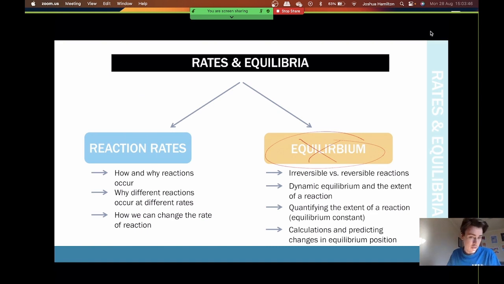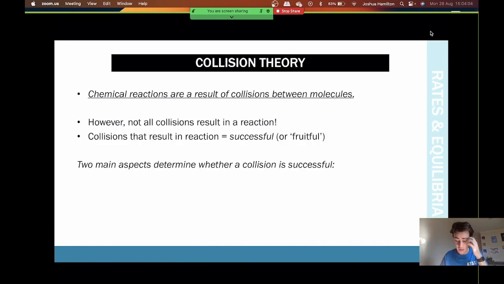We can break it into reaction rates and equilibrium. Reaction rates is very small though. Reaction rates is very easy and quick to go through. Essentially, it's sort of like your process of speeding up a reaction. Equilibria is where things actually get quite difficult and you need to be able to apply your knowledge in a pretty straightforward sense. So let's have a look at two things.